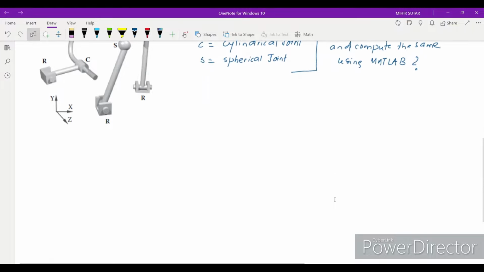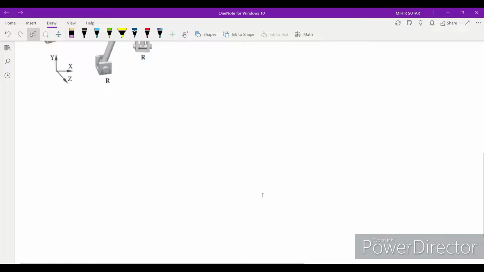One more important aspect I would like to discuss here. We read about kinematic chain.